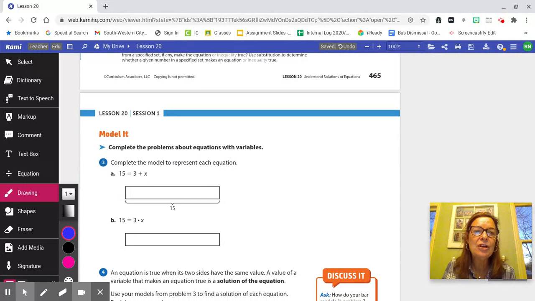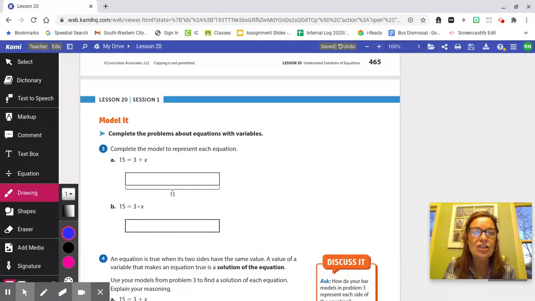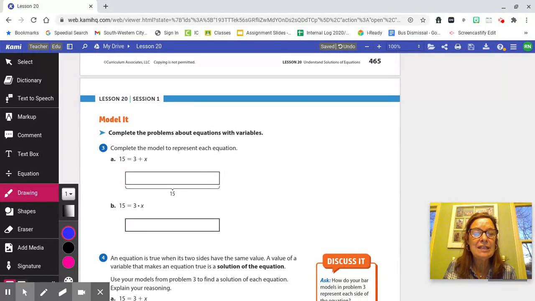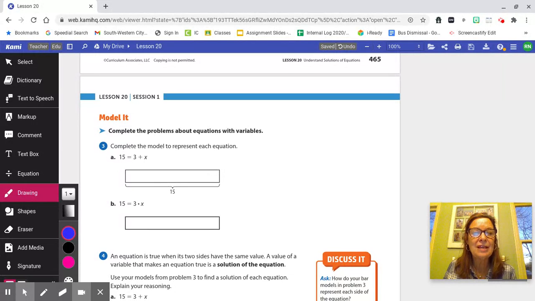Complete the model to represent each equation. So we need 15 is the same as 3 plus x. So how would I show that? And the next one, 15 is equal to 3 times x. So your picture should look a little different. So why don't you stop the video and then come back to see how you should have done it.